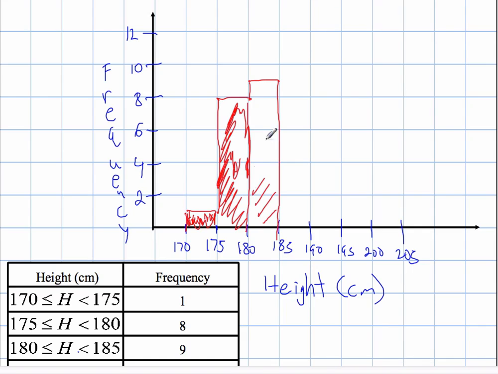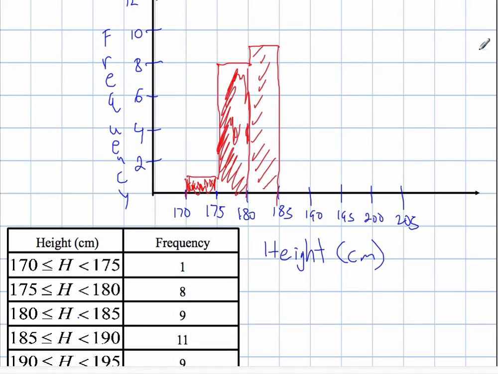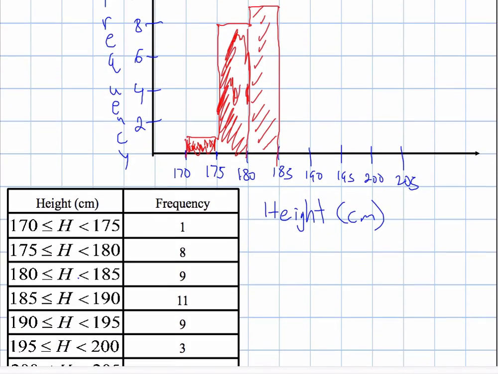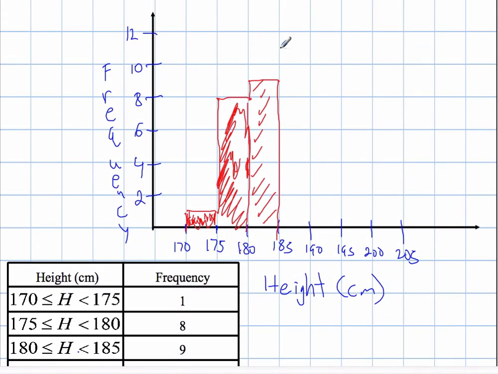And continue on like that. So I have 11, 9, 3, 3. I'm going to have 11, then 9, then 3 and 3. And you can color them in maybe a different color or something like that. So that's the histogram.